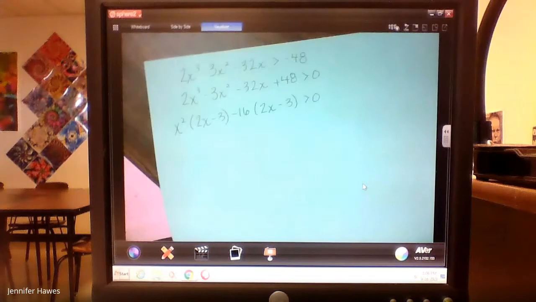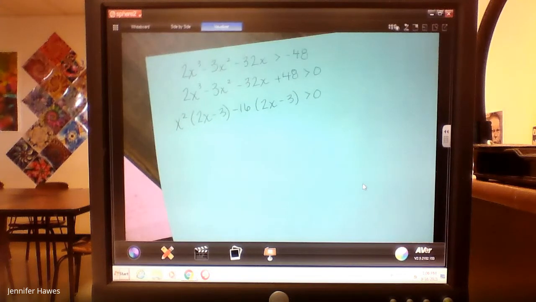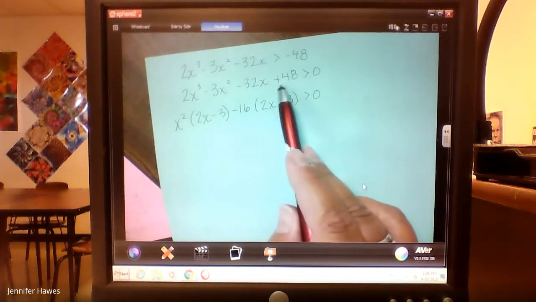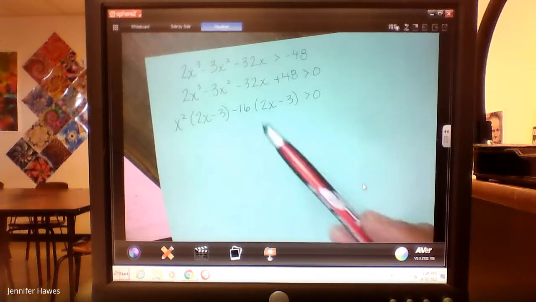I know a lot of people say 2, and then they're like, oh, no, wait, 8 goes in there, and they get 16. Remember, when you're going by grouping, within your parentheses, you want that same thing to be seen. So if I already had a 2x minus 3, I better see a 2x minus 3. So on this one, in order to get that, you'd have to divide out a negative. So just make sure those match.